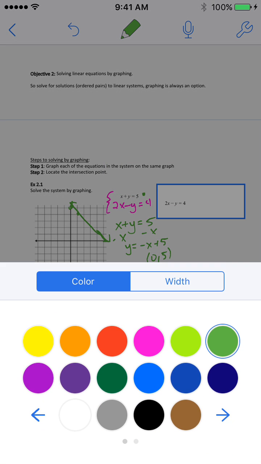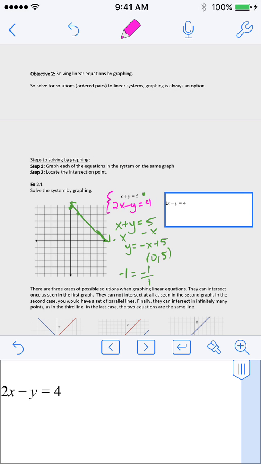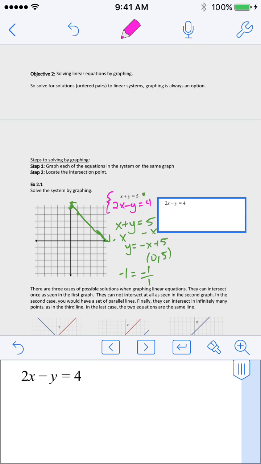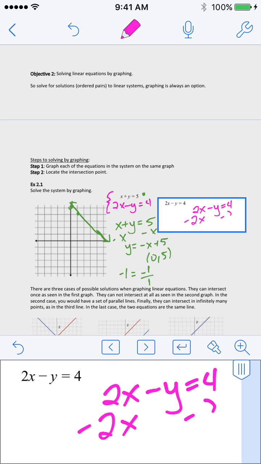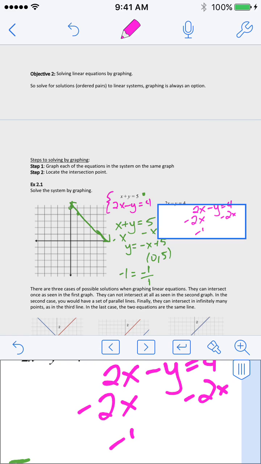Now let's graph that other one. We can work it in pink. So I have 2x minus y equals 4. Again, I'm going to solve this for y. So I have 2x minus y equals 4. I'll subtract 2x from both sides. Negative y equals negative 2x plus 4.